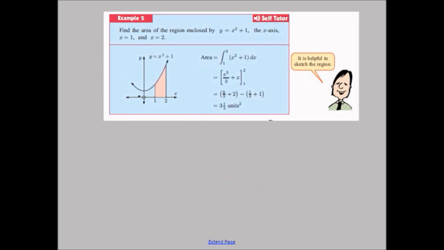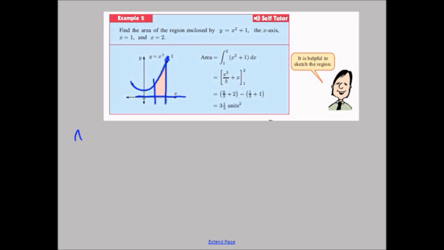Next example, find the area of the region enclosed by y equals x squared plus 1, the x-axis, x equals 1 and x equals 2. Okay, so again, a diagram helps. Here's the diagram: x squared plus 1, x-axis, x equals 1 and x equals 2. So we're looking for that pink area.